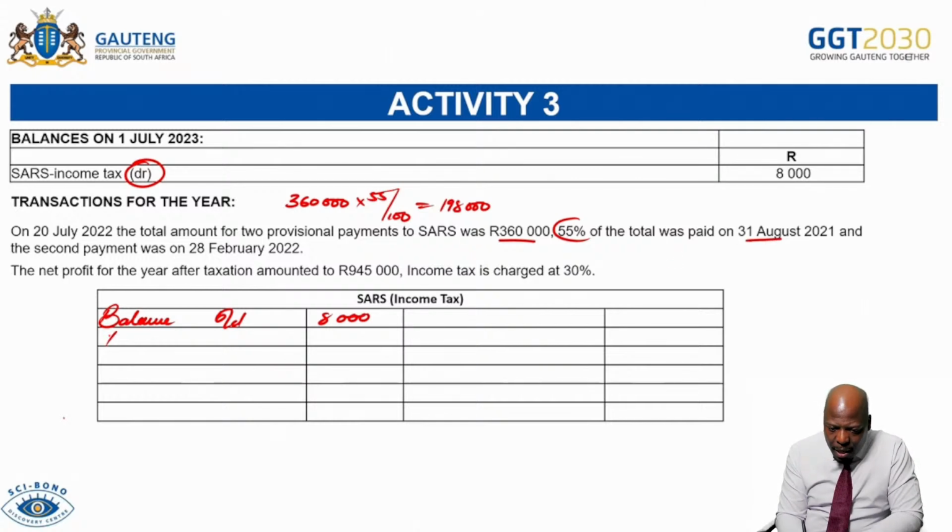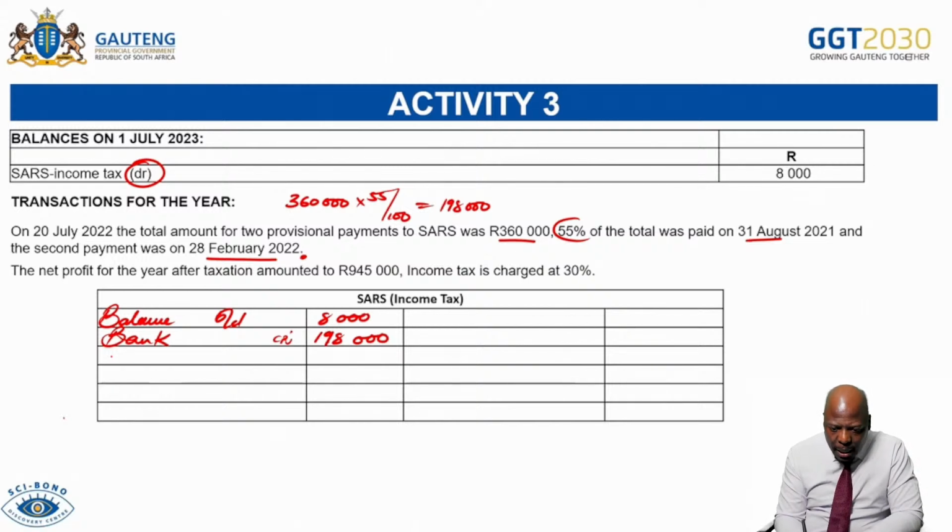So I'm going to come here and then I'm going to call it bank. That's my first provisional payment. Okay, remember CPJ. All right, so I'm just going to put it here. And how much is that going to be? 198,000. That's my bank. And the second payment was on 28 February.